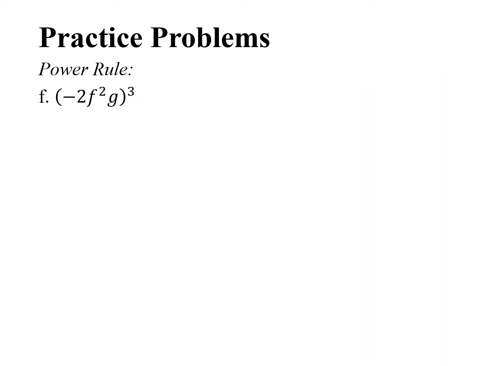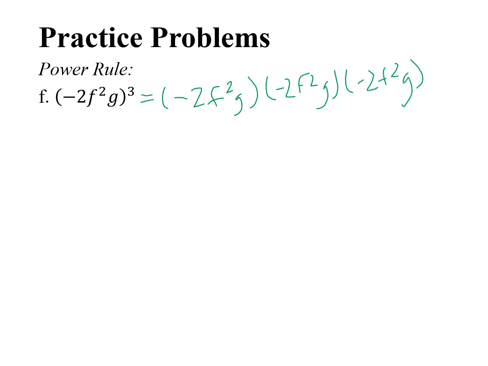Now let's think about the power rule. Well, the power rule tells us to find the power of a power, I multiply the exponents. But what I really see here is that that whole monomial raised to the power of 3 can be rewritten in expanded form. I have negative 2f squared g, negative 2f squared g, negative 2f squared g. If I expand out that cubed symbol, I get this here. And then I can use the same thing I did with the product rule. I can shuffle it around so I have my like terms next to each other.